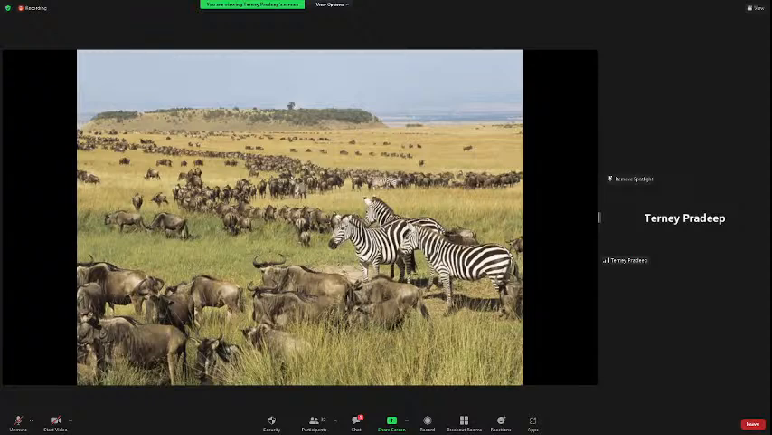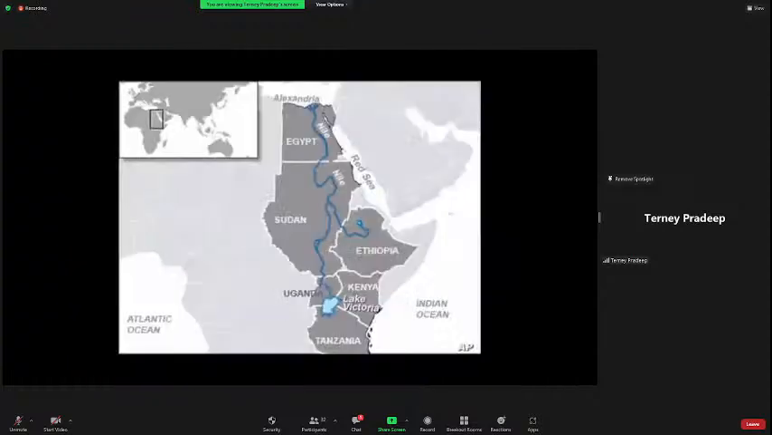Animal migration to countries, especially in Africa, right? So the problems they are encountering, right? Those are the things we discussed.